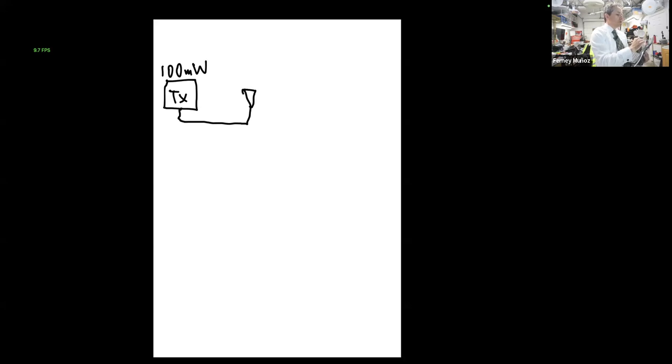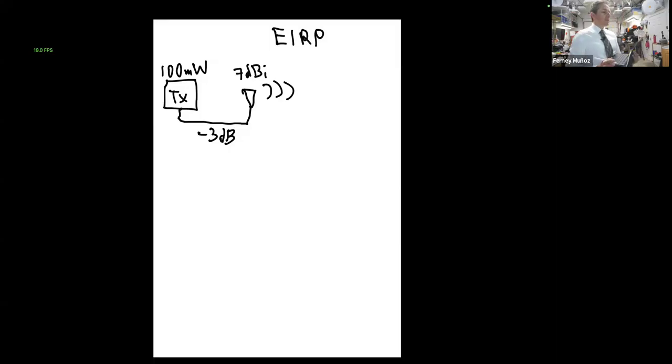In this cable, you lose 3 dB, okay? The antenna is a 7 dBi gain antenna. The energy that leaves the antenna, this is what's called EIRP, effective isotropically radiated power.